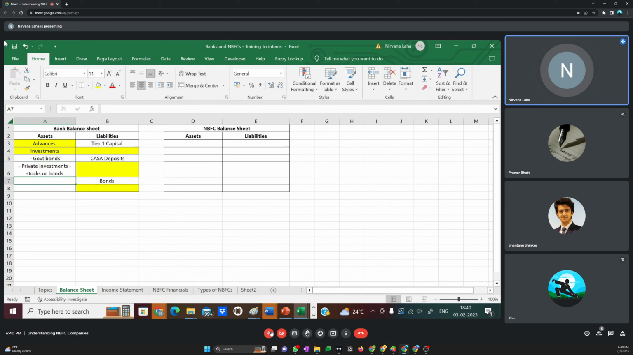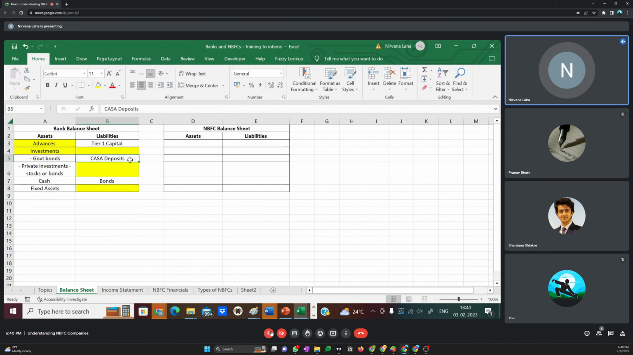And of course you have cash and fixed assets. I'm not even going into those. Fixed assets are mostly computers and buildings, etc., and you have cash, right? So let's look at the liability side. The first item that you have here is tier one capital. What is the second item that you can think of? Deposits. Deposits is already mentioned here. CASA deposits, yeah, CASA deposits is mentioned here. Then borrowings. So borrowings for a bank would be in what form?